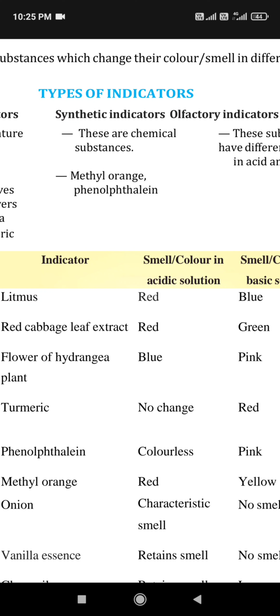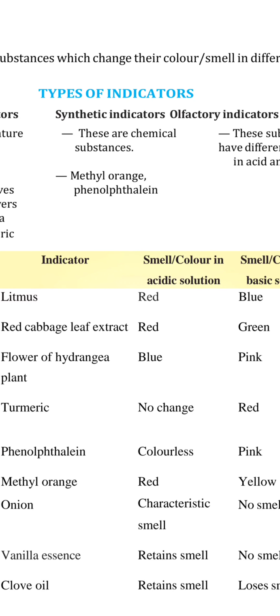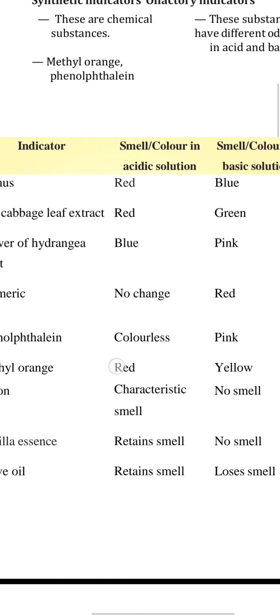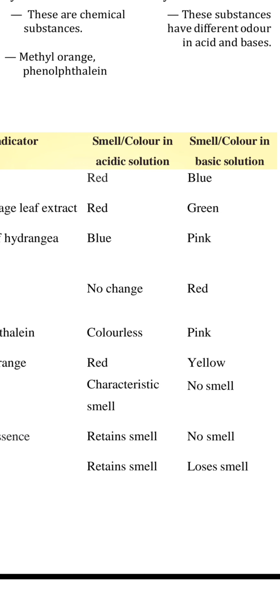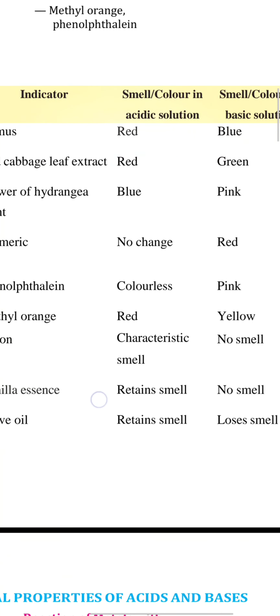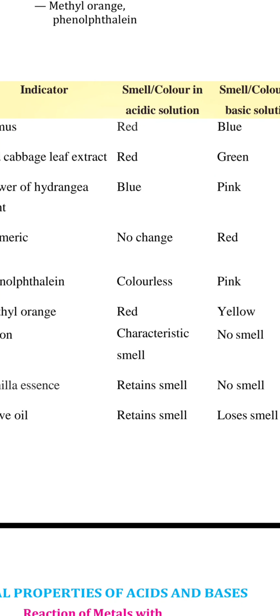Generally we see this in soap. Phenolphthalein is colorless in acidic medium while pink in basic medium. Methyl orange is red in acidic medium, yellow in basic medium. Onion has a characteristic smell in acidic medium, while in basic medium there is no smell. Vanilla essence retains smell in acidic medium, no smell in basic medium. Clove oil retains smell in acidic medium, loses its smell in basic medium. So these are the different indicators on the basis of their colors and smells.